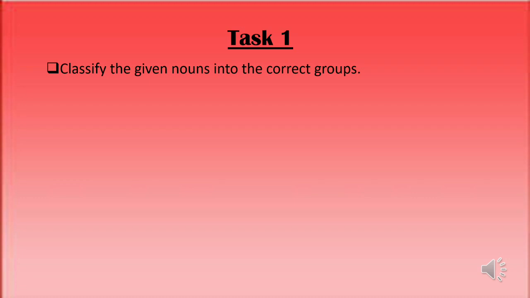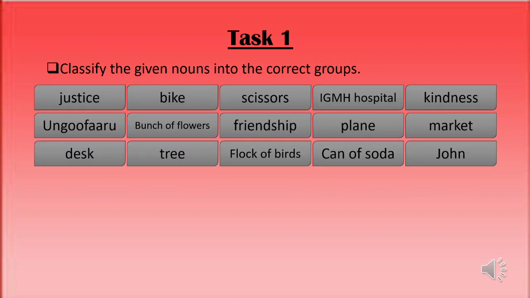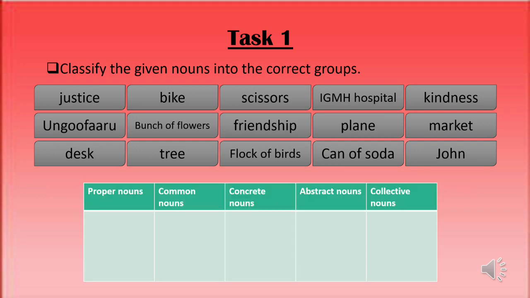The task is you have to classify the given nouns into the correct groups. As you can see, I have given you some nouns and you have to classify the given nouns into the correct group. You have to classify proper nouns, common nouns, concrete nouns, abstract nouns and collective nouns from the above list I have given. So that is the task 1, and remember you have to complete task 1 in your English notebook.